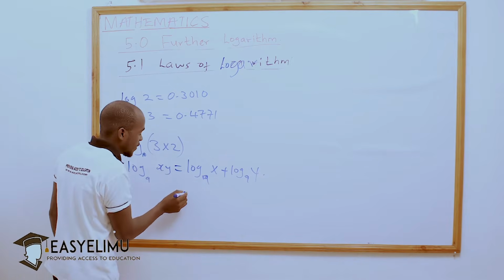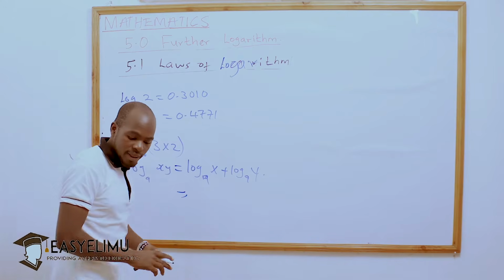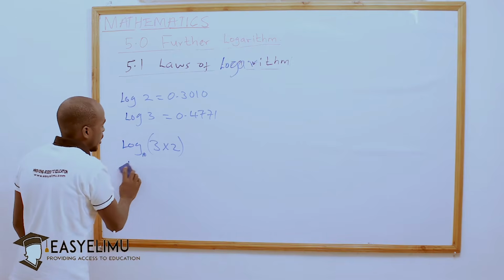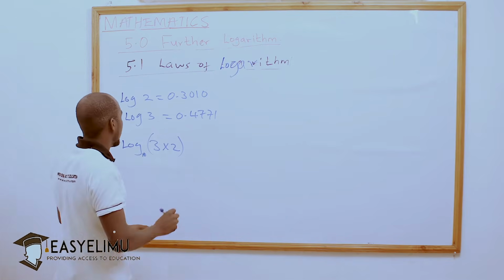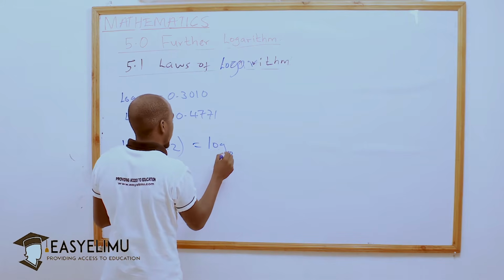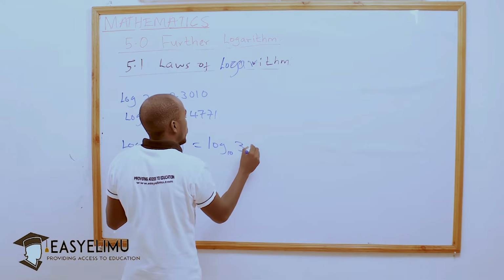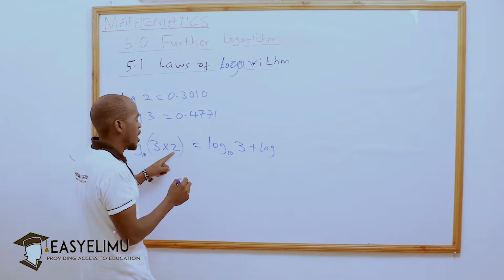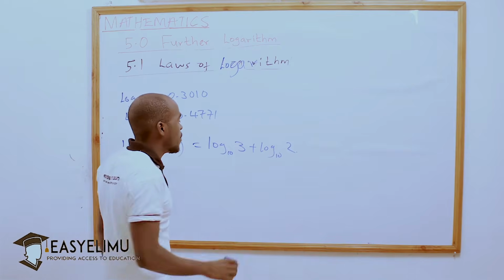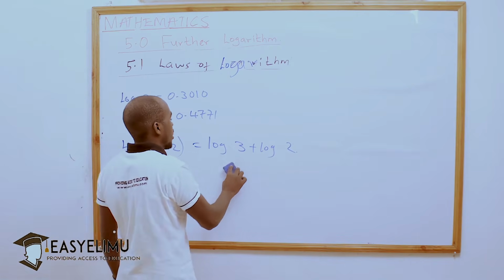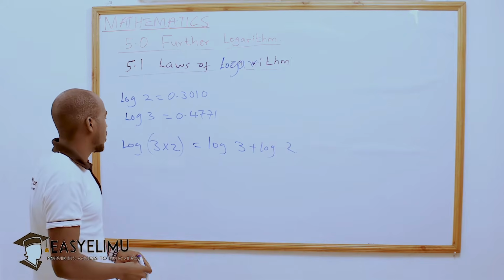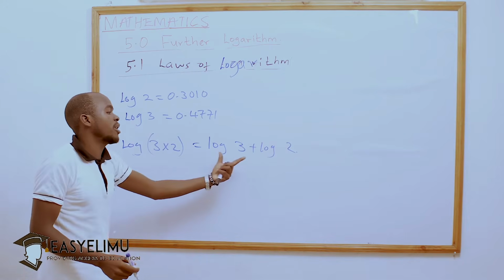So with that we can say, for our expression here, that this is the same as writing log to the base of 10 of 3 plus log to the base of 10 of 2. Instead of even writing log to the base of 10, if we write just log, we mean log to the base of 10. So we have simplified this further.